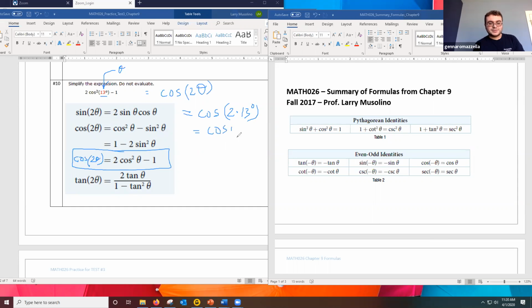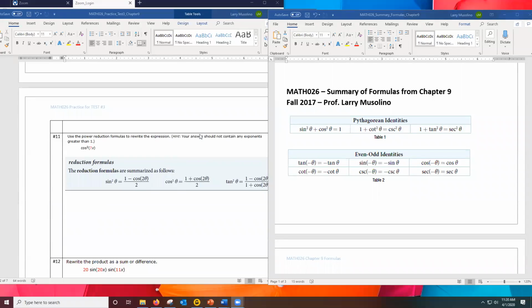Number 11. So folks, when you do some of these examples on the exam, hopefully these examples are only going to take you a very short amount of time, like less than a minute, because you don't really have to do much computation at all for these. All right, let's go to number 11.